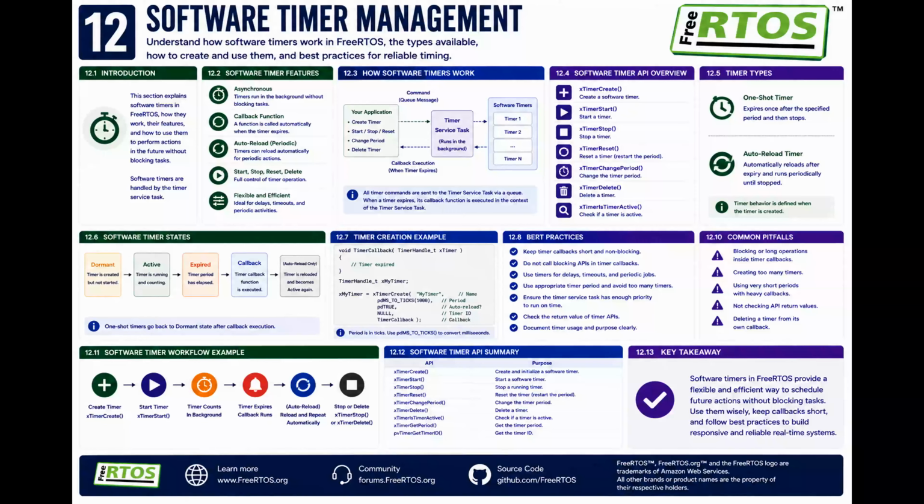Many real-time systems need to perform an action at a specified time in the future or repeatedly at a fixed frequency. FreeRTOS provides software timers for exactly this purpose. A software timer is a kernel-managed object that, when it expires, calls a user-supplied callback function. There are two kinds: one-shot timers that fire once, and auto-reload timers that fire repeatedly.